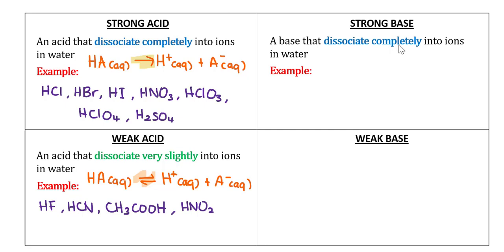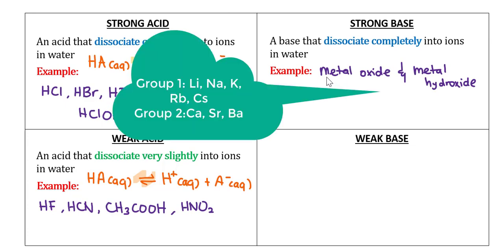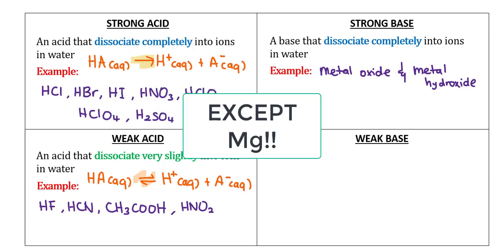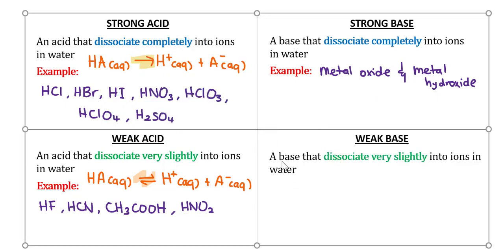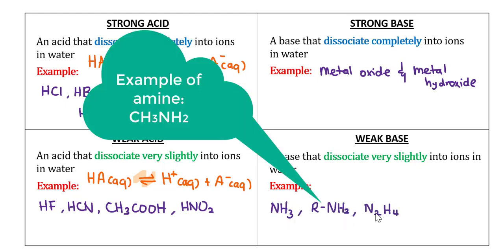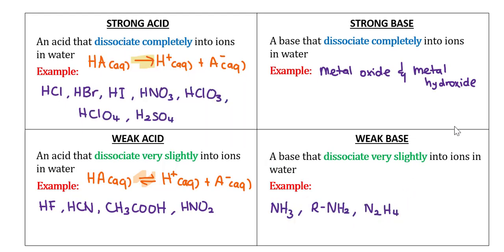Examples of strong bases are metal oxides and metal hydroxides that come from group 1 metals and also group 2 metals except for magnesium. A weak base is a base that will dissociate very slightly into ions in water. Examples of a weak base are ammonia, any amines, and also hydrazine.